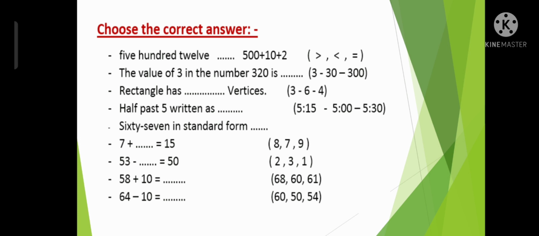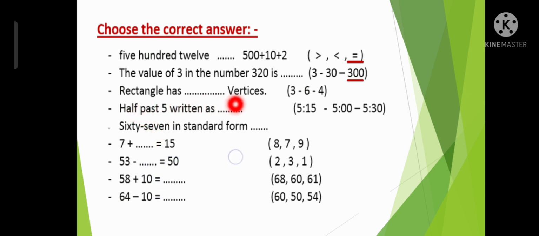Choose the correct answer. 512, more than or less than or equal to 500 plus 10 plus 2. 500 plus 10 plus 2 equals 512. 512 and 512, the two numbers are equal. The value of 3 in the number 320: the 3 is in the hundreds place, so its value is 300.